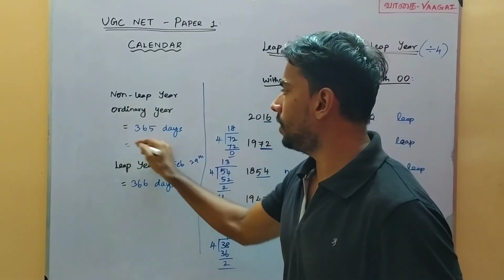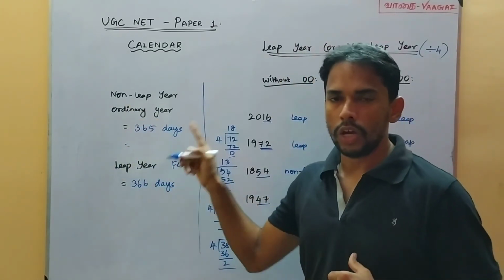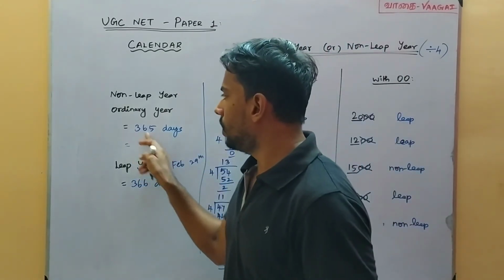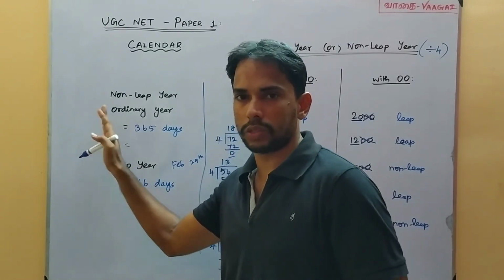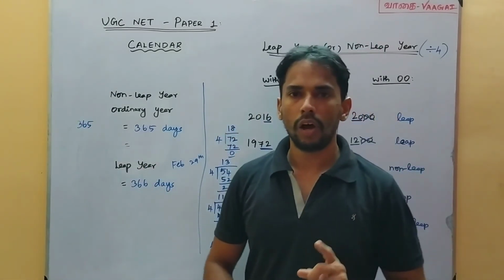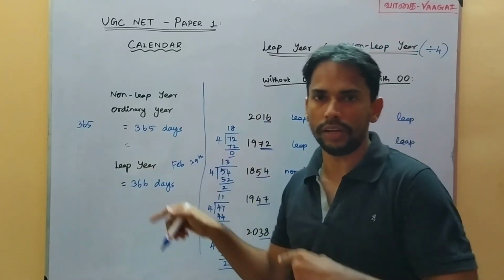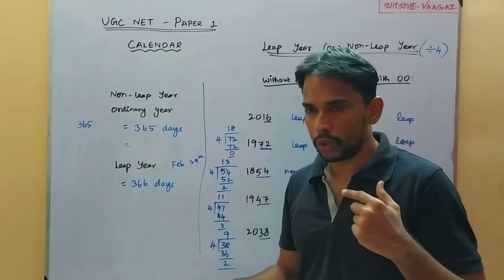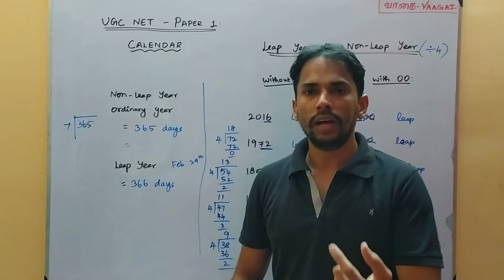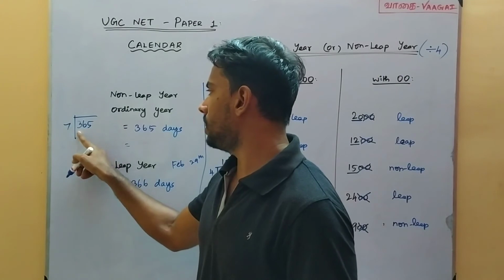We very well know that an ordinary year or a non-leap year has 365 days. So for 365 days, let's calculate how many odd days there are. I can do the division here on the left side. How do we find the odd days? Just now we did it: to calculate odd days, all we need to do is divide our number by 7. Whatever is left over tells us how many odd days there are. So we take 365 and divide by 7.